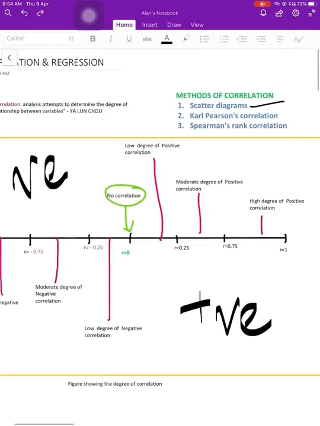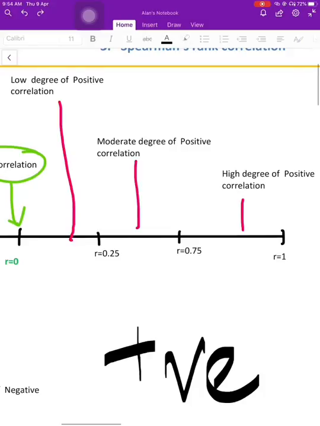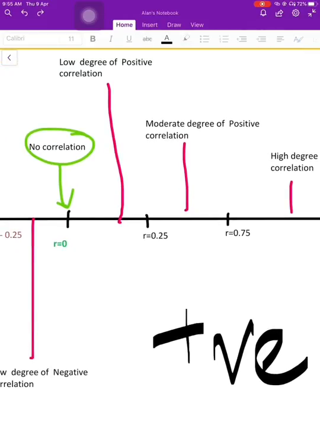Just understand that towards the right side, when the values are positive, it's always a positive correlation. And from 0 to 1, the correlation degree rises from low and moderate towards high. Okay, so that's about positive correlation. So you understood now what positive correlation is, right?